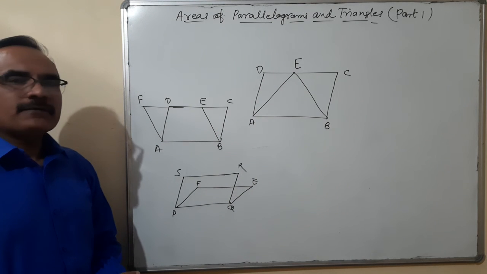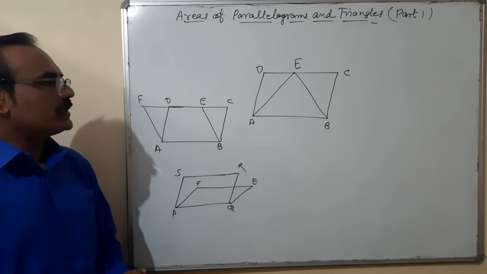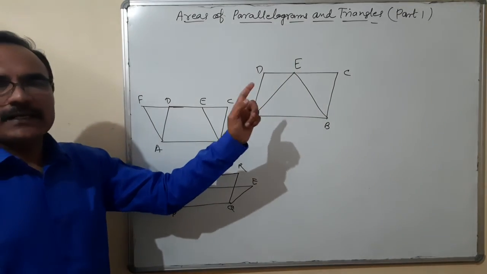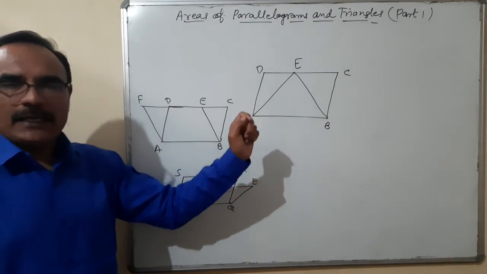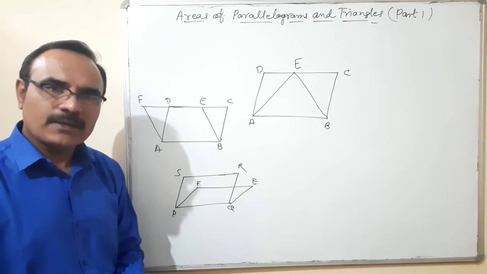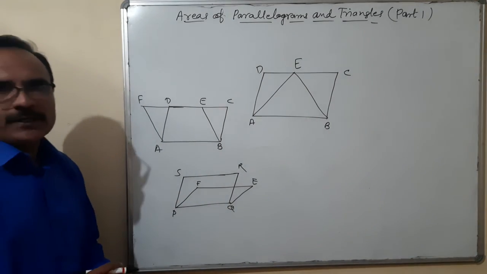Diagram number one is clear. One is a parallelogram and the second one is a triangle. They have a common base AB and come between two parallel sides.